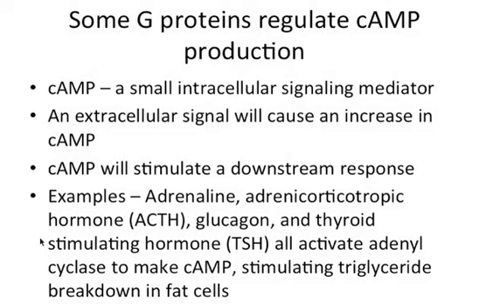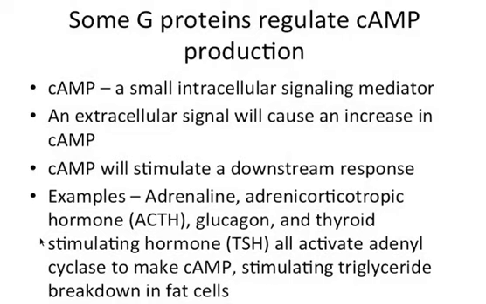It's a small molecule that activates other molecules that are involved in signaling. Okay? So an extracellular signal will bind to a GPCR, will activate a G protein, and it will activate adenyl cyclase, right? And you'll get an increase in cyclic AMP production, which puts all these signaling molecules in the cell to activate other things and pass the signal along. So it'll stimulate a downstream response.